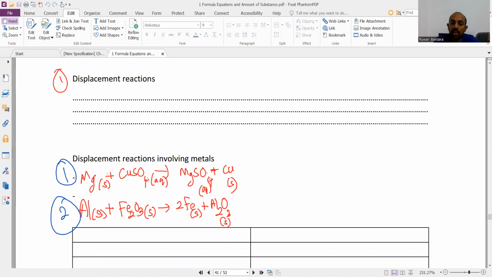That means reaction 2 definitely needs some energy. But reaction 1 doesn't need energy. So reaction 1 takes place in the aqueous solution. Reaction 2 involves solids. And definitely reaction 1 you can do in the lab, plus reaction 2 is special in the industry. Clear?